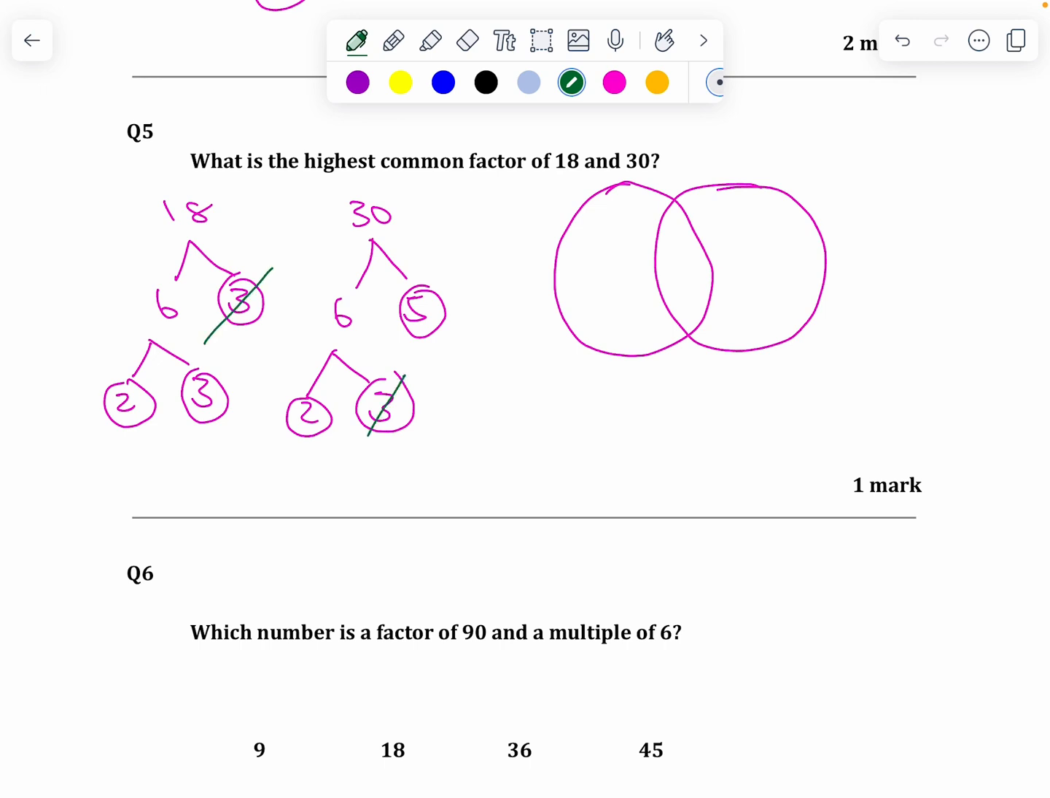There's a 3 that appears on both, a 2 that appears on both, so that goes in the middle. And then on the 18, I just have the 3, and on the 30, I just have the 5 here. To be honest, it doesn't matter. The rest of it, all that matters is what's in the middle. So the HCF, in this case, is 3 times 2, which equals 6. So the highest common factor is 6. But you would have got that as well if you had listed the common factors of 18 and 30.